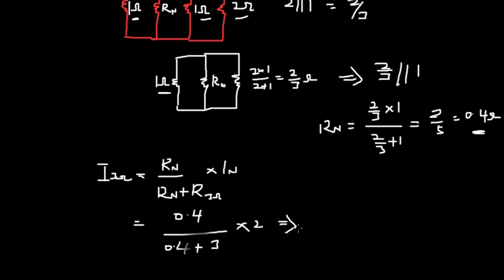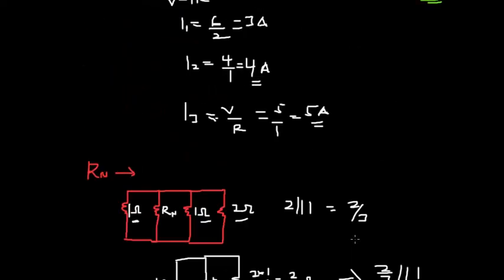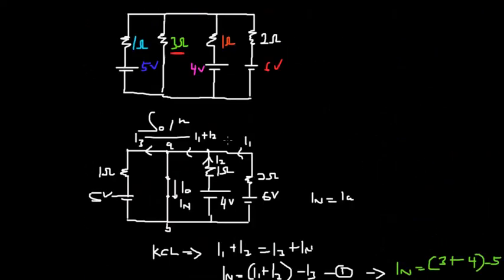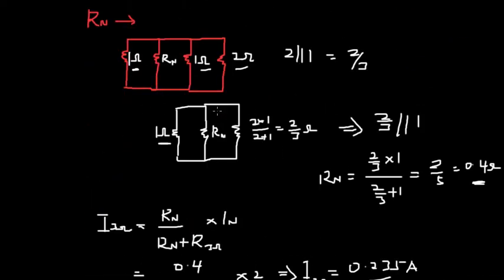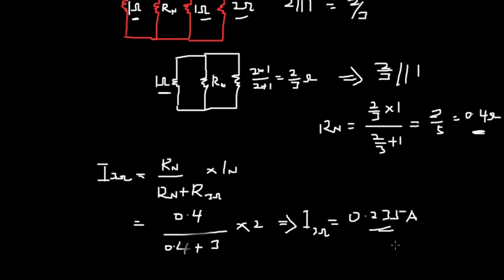When you do your computation, we have the current passing through 3 ohm equal to 0.235 amps. So this will be our final answer. The current passing through the 3 ohm will be 0.235 amps.